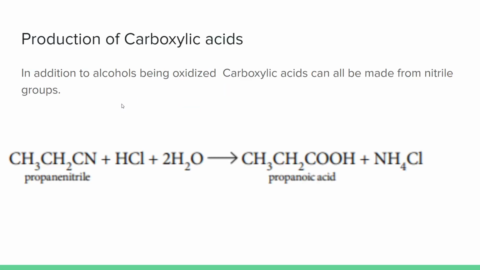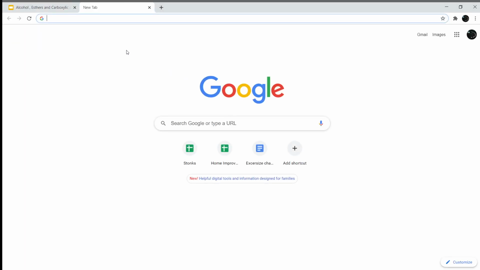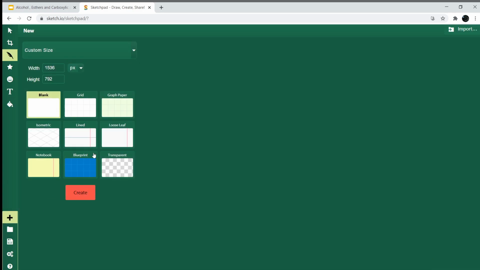Okay. The first thing that I want to talk with you guys about is that we do have a couple of ways to make carboxylic acids. And the most common way that we've gone over before is that we can oxidize an alcohol. That is the first and probably most common way for us to make a carboxylic acid.